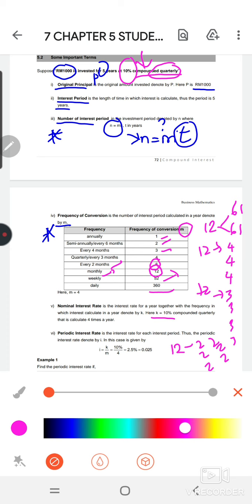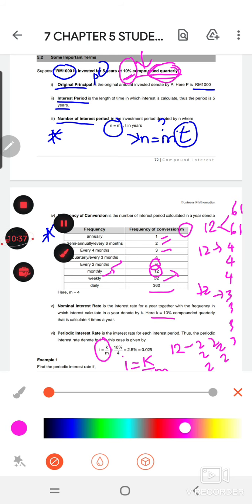Okay, then last one, periodic interest rate is the interest rate for each interest period. Thus, the periodic interest rate denoted by I in this case is given by I equals to K over M. So yang ni awak kena ingat lah satu lagi formula, I equals to K over M. So kalau dalam case ni your K is 10%, then M ni awak tengok lah, kalau dia kata compounded quarterly, so it means that your M is 4.